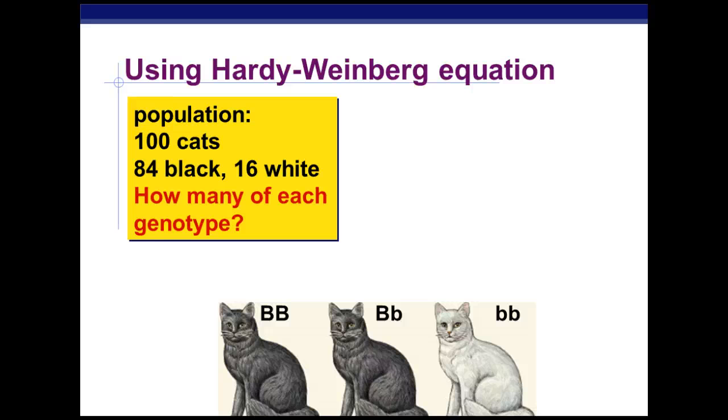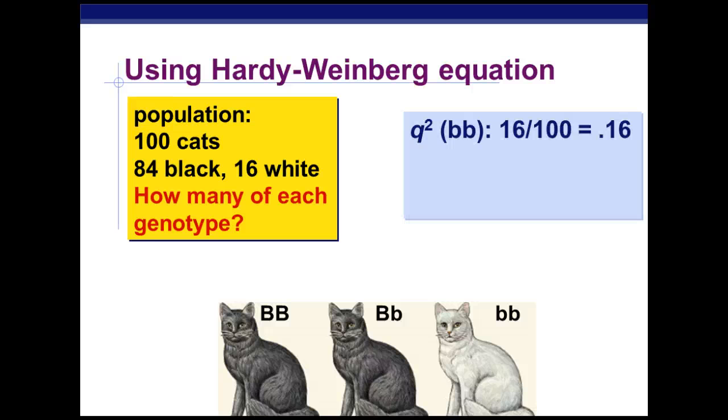In terms of our equation, this means that q squared equals 0.16. 16 divided by 100 is 0.16. So q squared would be 0.16, which you see right here in this slide. Well, if we know that q squared is 0.16, we can then figure out what q is, correct? The square root of 0.16 would give us q, and that would be 0.4. Make sure you get that in your notes as well.